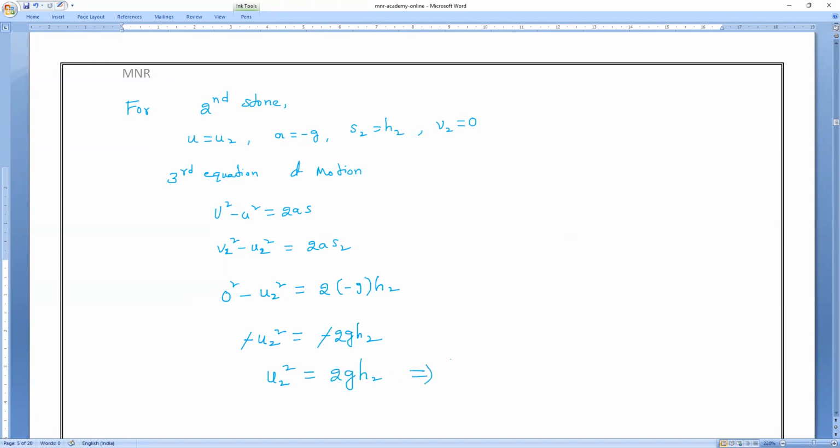So from that, can you tell me h2 is equal to what? h2 is equal to u2 square divided by 2g. Is it right or wrong, Mr. Lingesh? Yes, sir.